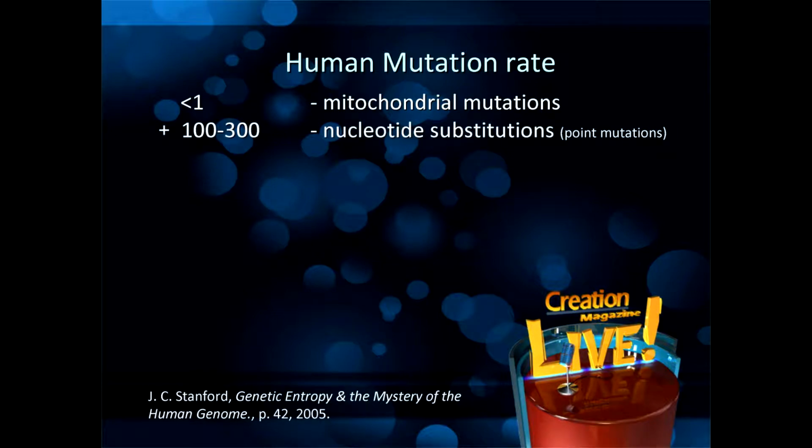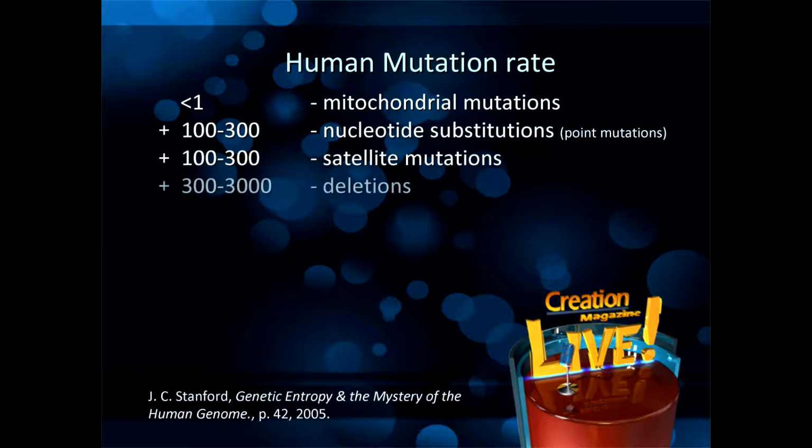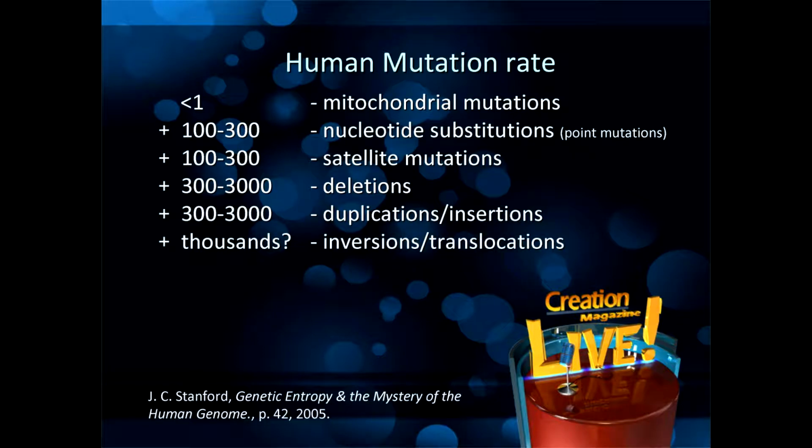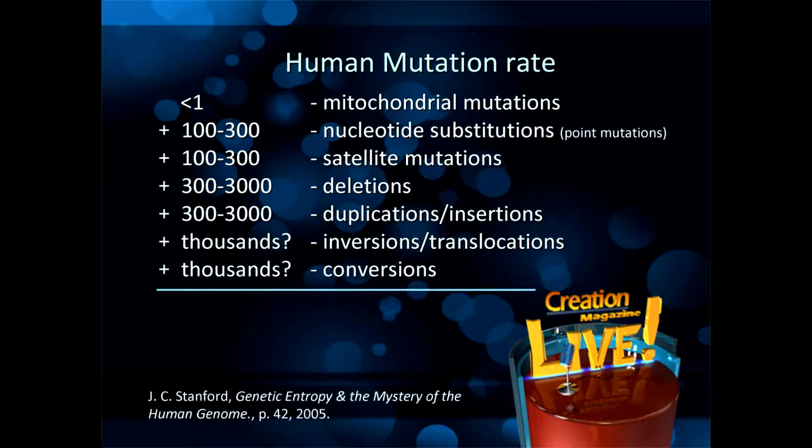In the nucleotide substitutions, those point mutations that we talked about earlier, 100 to 300 mutations there, satellite mutations, another 100 to 300. Deletions account, you can see the numbers there, 300 to 3,000. Another that many duplications and insertions, somewhere in the thousands area for inversions, translocations, and again, thousands of conversions. All of that adds up to thousands of mutations per person per generation. Right. So what are the implications for evolution?